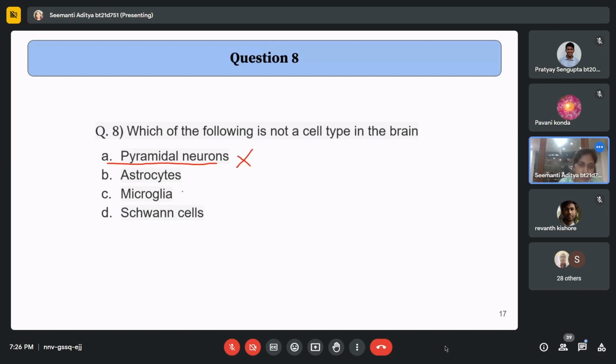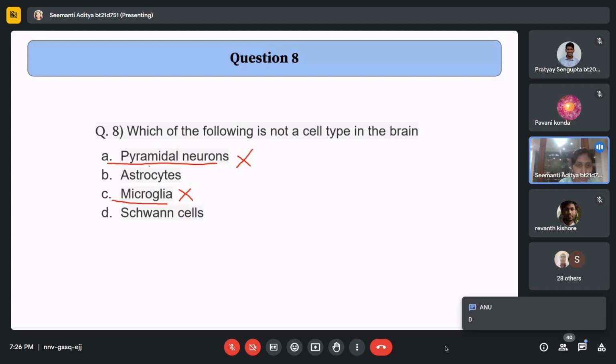Microglia are glial cells present in the brain, which help in providing support, nutrition, and so on. So these are also going to be present in the brain. So that is not the correct option.